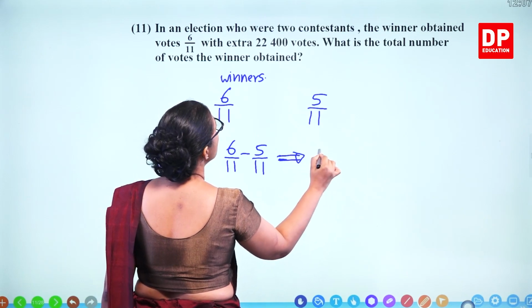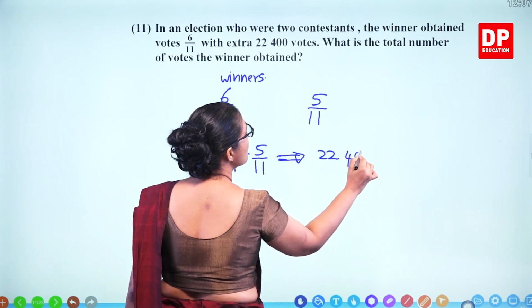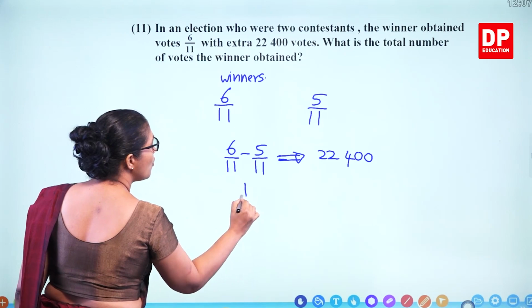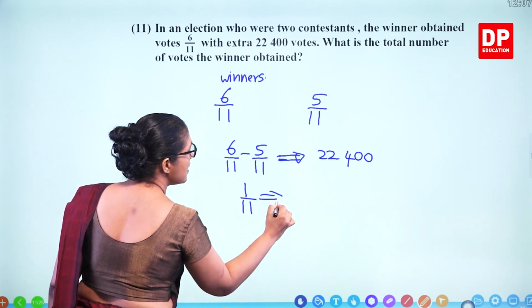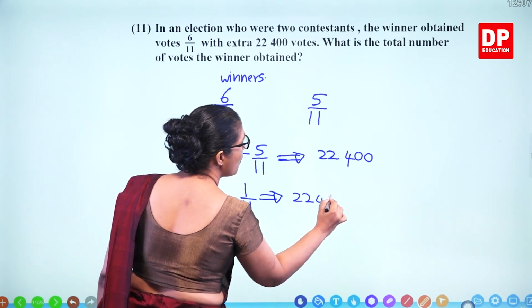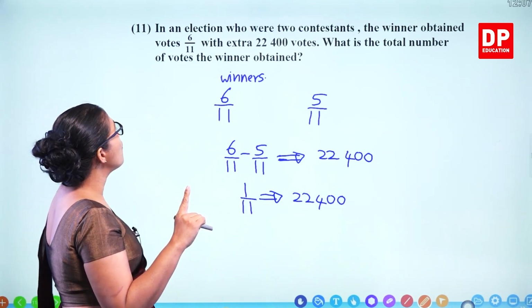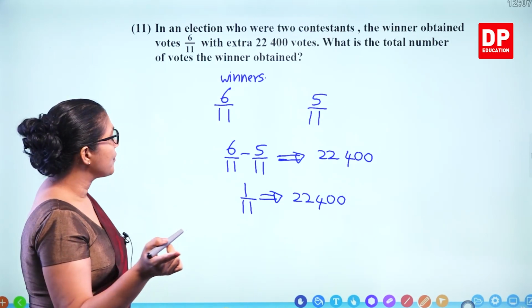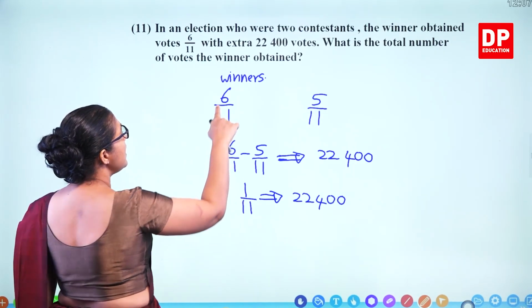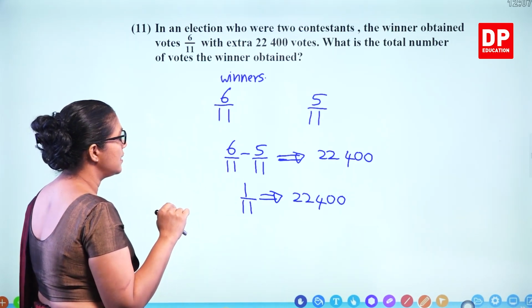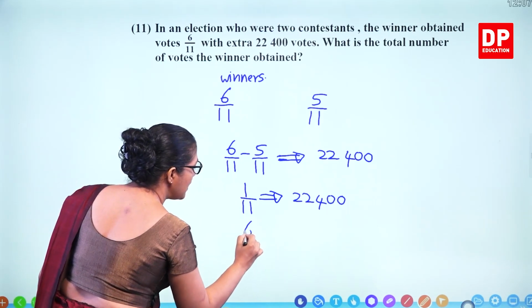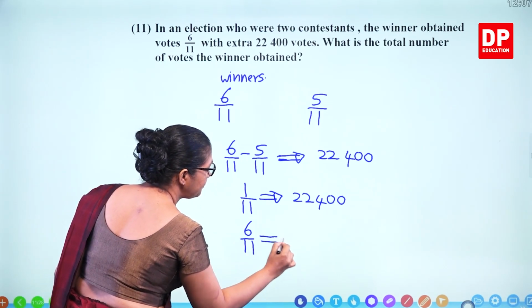That's 22,400 votes. So, what's that? 1 over 11 parts is 22,400 votes. Now, they are asking what is the total number of votes the winner obtained. So, winner obtained only 6 out of that. So, multiply by 6. So, we need 6 over 11.